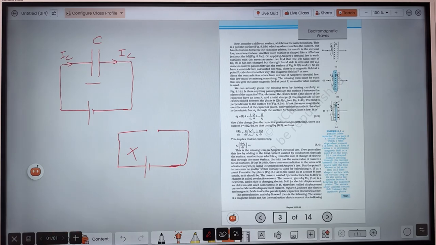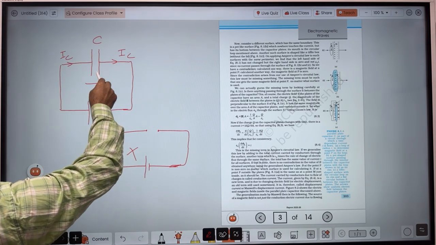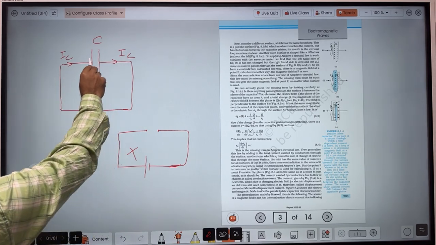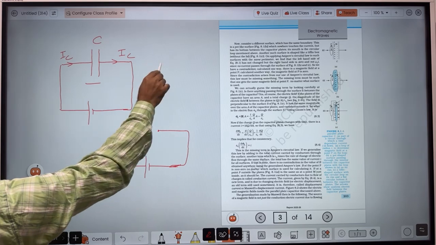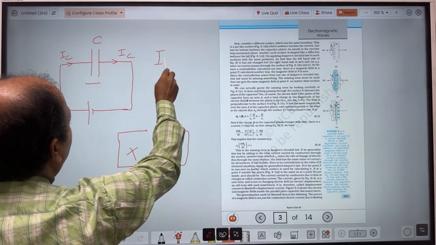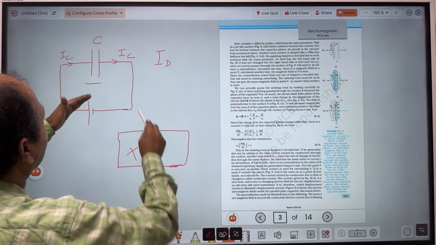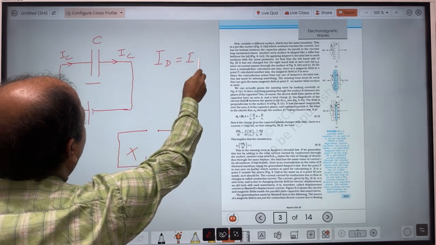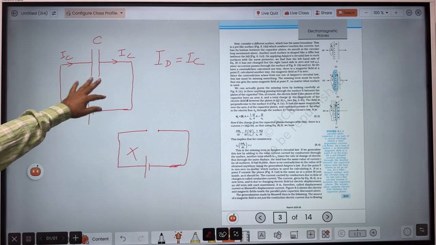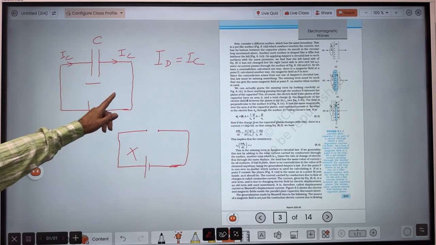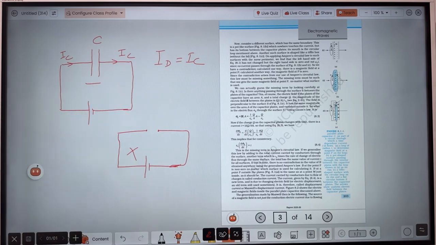So what is happening? Here in between these plates, is there some current, and how is it flowing without a medium? So of course there is one current in between these two, and that will be called displacement current, ID, and we will prove that it is also equal to IC, right? So here where there is no conducting wire, due to changing electric field there will be another current that will be called displacement current.